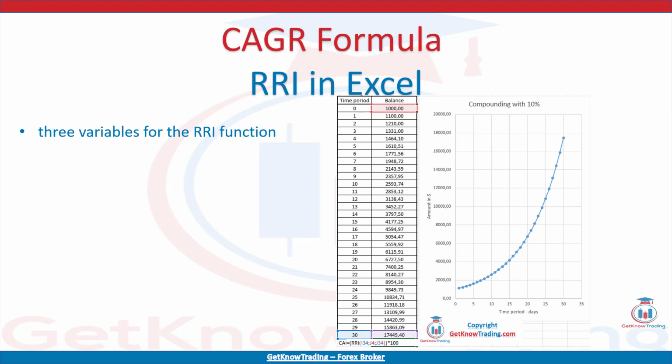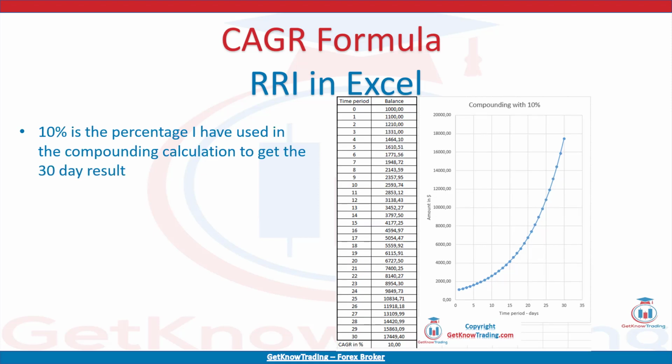Here is the result in Excel when you type the formula to get CAGR. When I select all three variables for the function, you would get this in Excel. When you confirm all the data in the formula to get CAGR in Excel, you would get 10% as a result. 10% is the percentage I have used in the compounding calculation to get the 30-day result. Here is what you get in Excel.